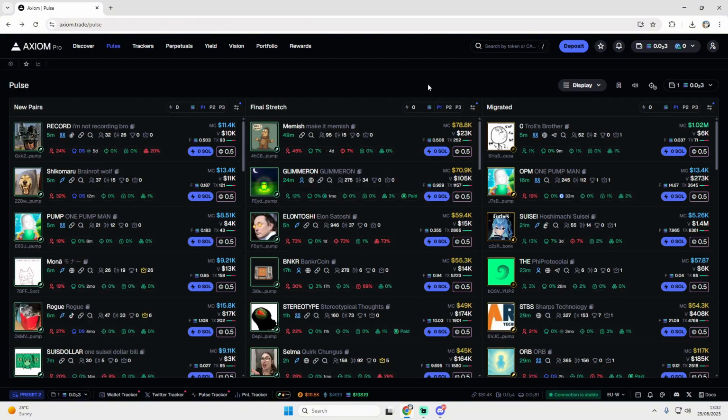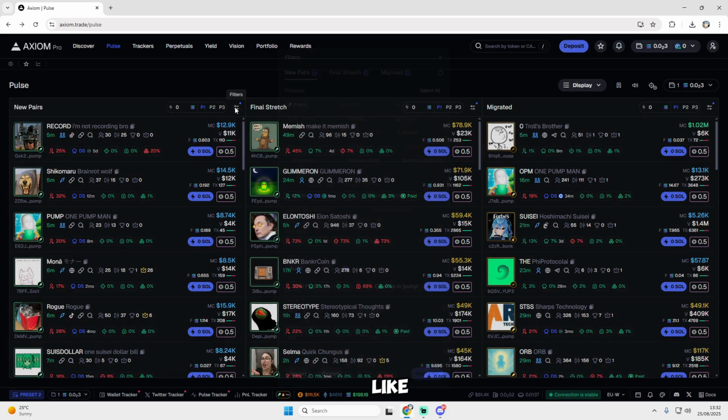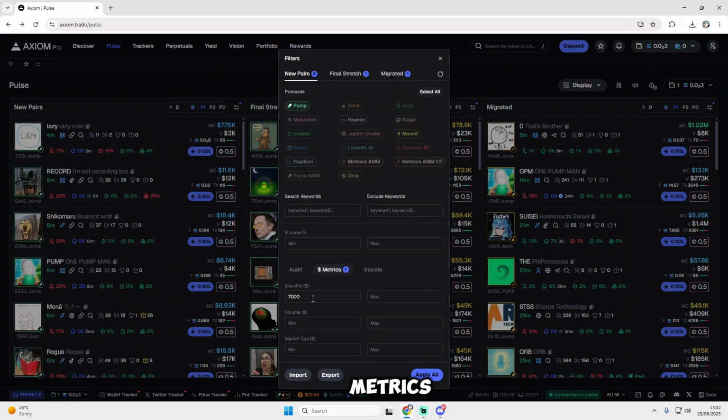Secondly, if you're trading new pairs, something that I like to do is go to filters and set the liquidity metric to 7,000.